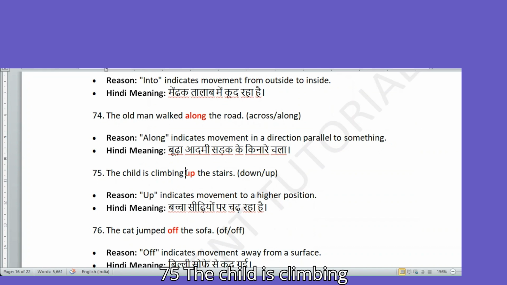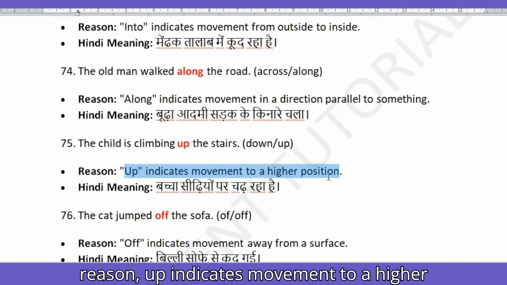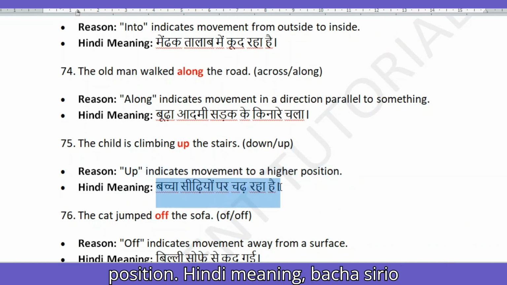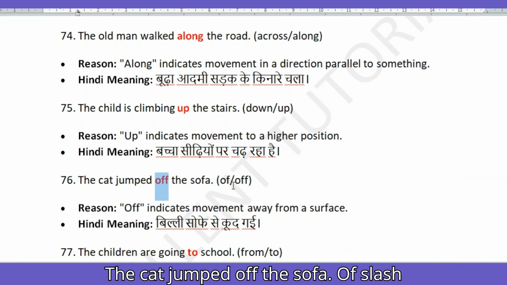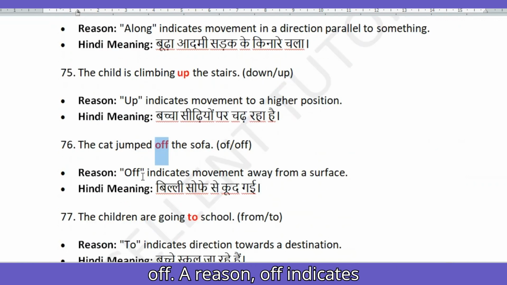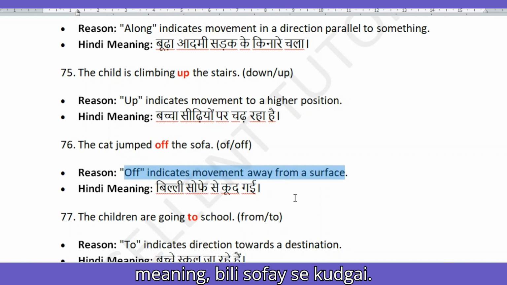75. The child is climbing up the stairs. Down/up. A reason: up indicates movement to a higher position. Hindi meaning: बच्चा सीढ़ियों पर चढ़ रहा है. 76. The cat jumped off the sofa. Of/off. A reason: off indicates movement away from a surface. Hindi meaning: बिल्ली सोफे से कूद गई.